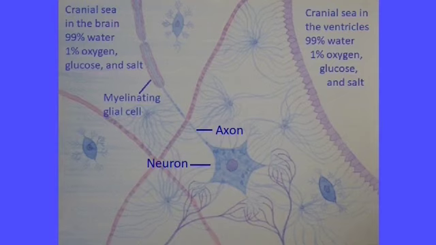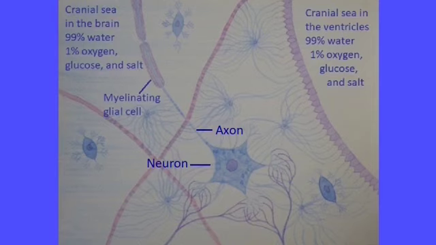And in the central nervous system, they're separate. There's gaps between them, but as they travel down through the nerves, they all join together, and a sea of cranial sea, or a river of cranial sea, can flow down through them. So let's look at some pictures of that.